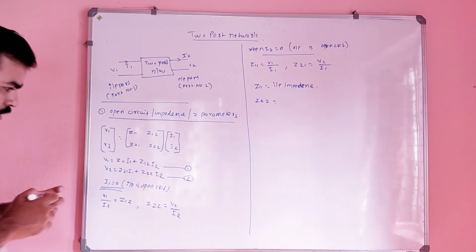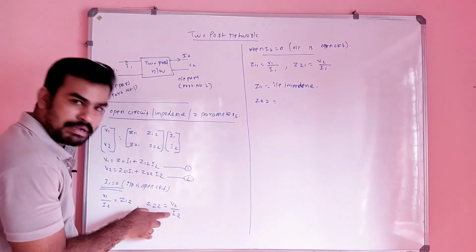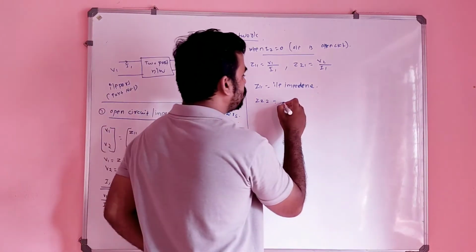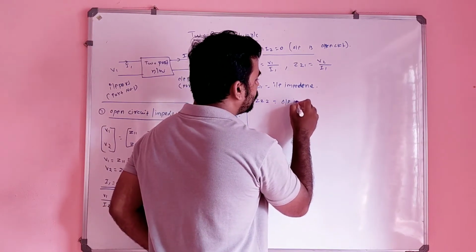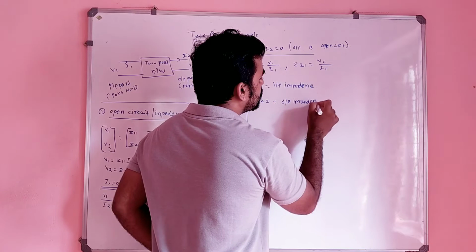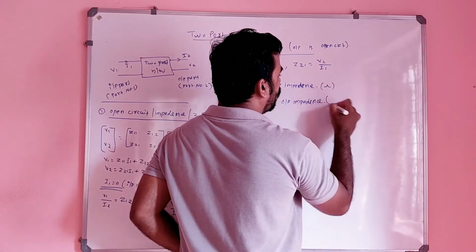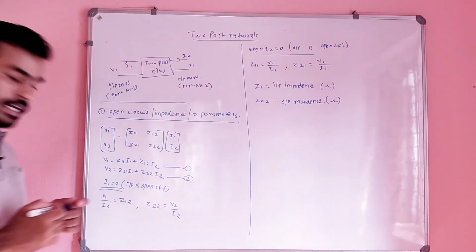And see Z22. Z22 is nothing but V2 by I2. What is the meaning? Output voltage divided by output current. That is nothing but output impedance. This is all in ohm, right? Because impedance is represented in ohm.